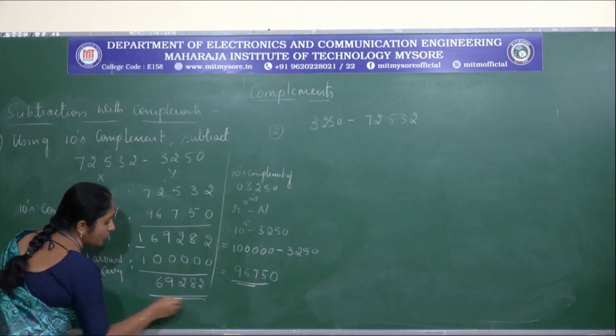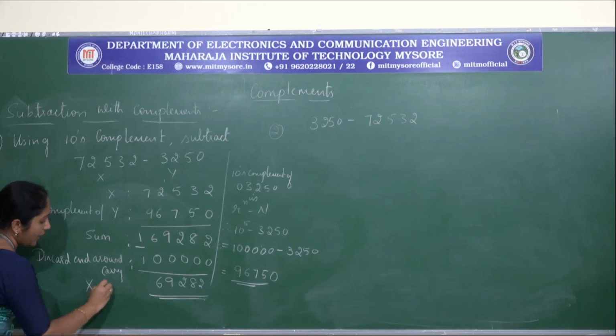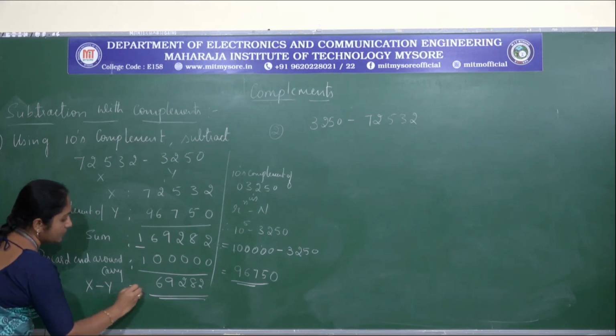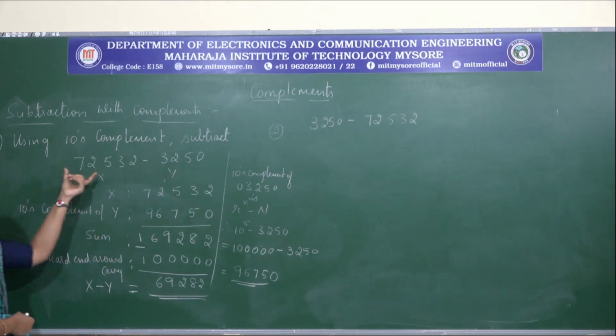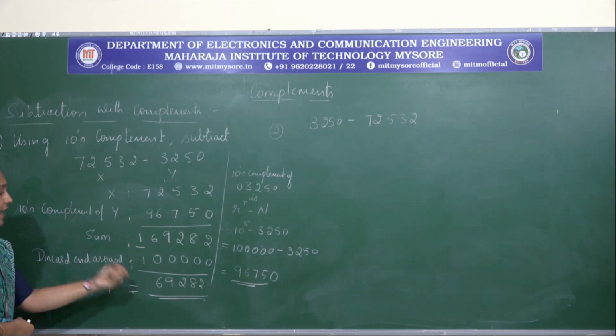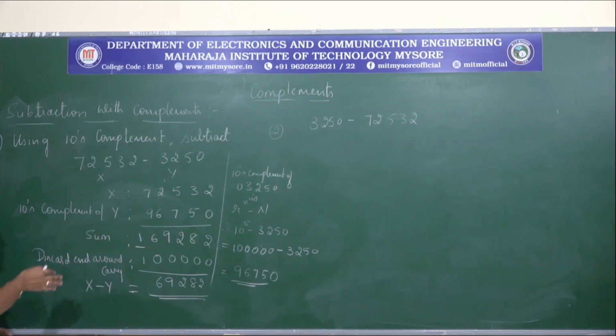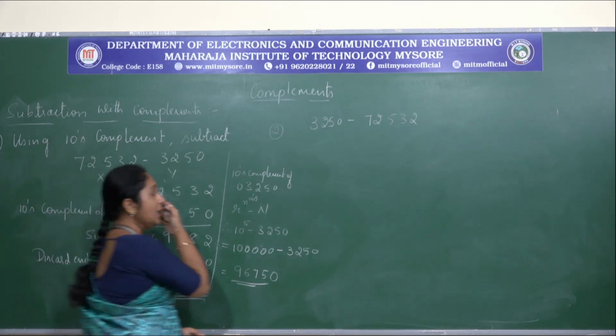69,282. So this is the answer for x minus y. Subtraction of 3250 from this, if you do, this is the answer we are going to get. So this is the tens complement. Using tens complement, this is the procedure.